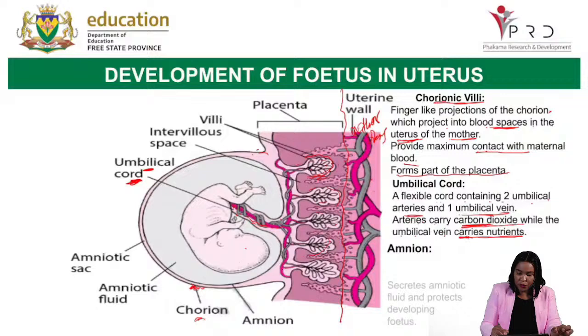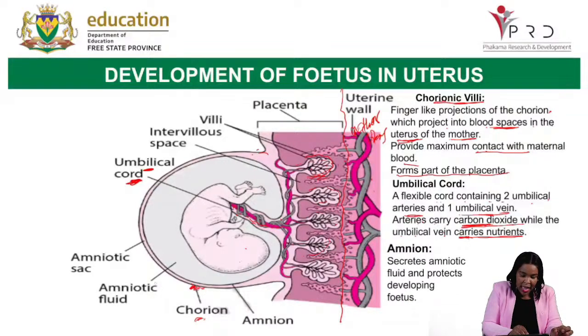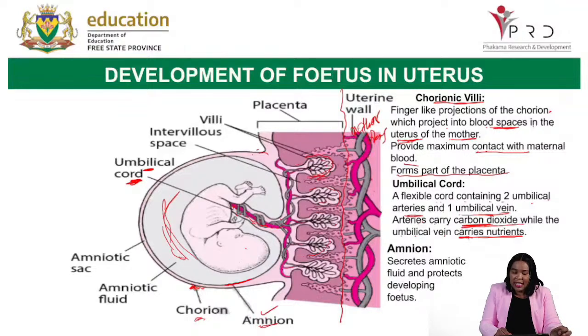Then you have your amnion. The amnion secretes amniotic fluid. So you see the amnion is this sac. The amnion here secretes amniotic fluid. So here's the amniotic fluid inside here, and it protects the developing fetus. So it protects the developing fetus and it secretes that amniotic fluid.